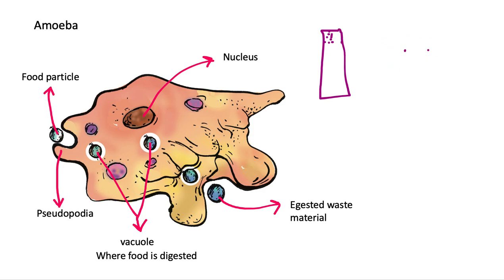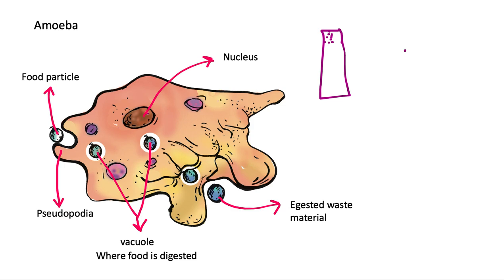This one cell is. So amoeba has only one cell in it. It is a unicellular organism. Unicellular means one cell. Amoeba is a unicellular organism. Here I'm going to tell you a bit about the parts of the amoeba. So this is the nucleus.